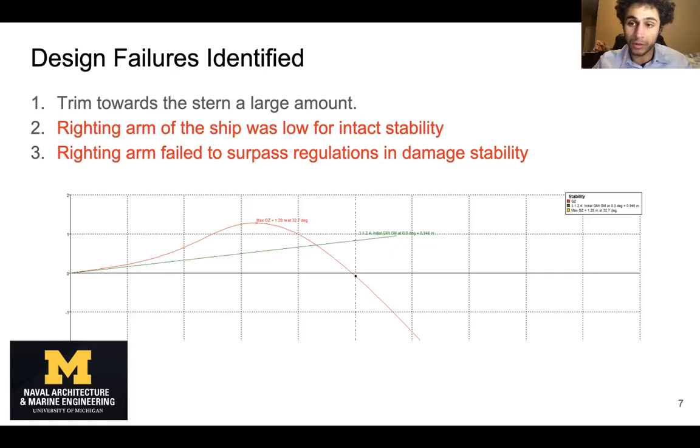And the other two that I'm going to be focusing on for this presentation is that the righting arm for the ship was low for intact stability, and the righting arm for damage stability actually completely failed. So you can see below here is a righting arm. I believe this is one for my intact stability, and this just tells you the moment that the ship is going to have when it's at a certain heel angle.